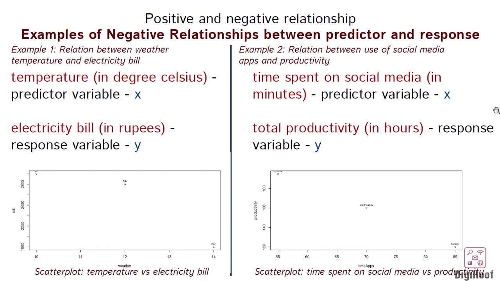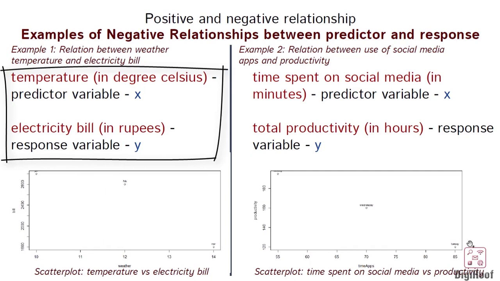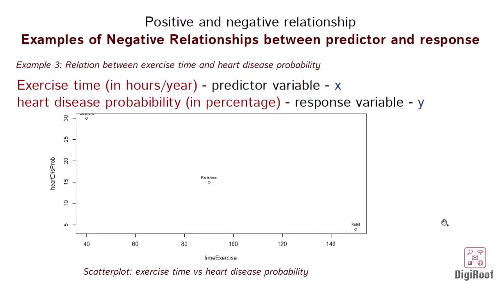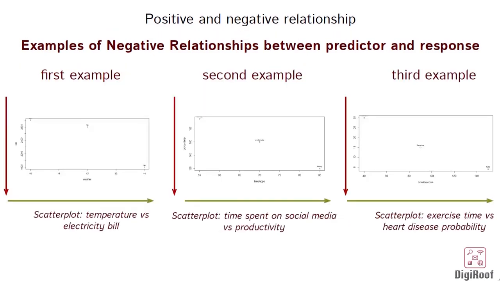Let's think of some possible examples of negative relationship between predictor and response variable. The first example could be the relationship between temperature and electricity bill. If the temperature is going up, the electricity bill would likely go down due to decreased usage of appliances like heaters and geysers. Another possible example could be the relationship between the total time spent on social media and the total quantity of office work you would manage to complete. As the time on social media increases, the quantity of work would likely decrease. Similarly, the more time you spend exercising on a regular basis, the less likely is your chance of developing a heart-related condition. In all these examples, the response variable is likely to move in the opposite direction of the predictor variable, and that's why we group such relationships under negative relations.